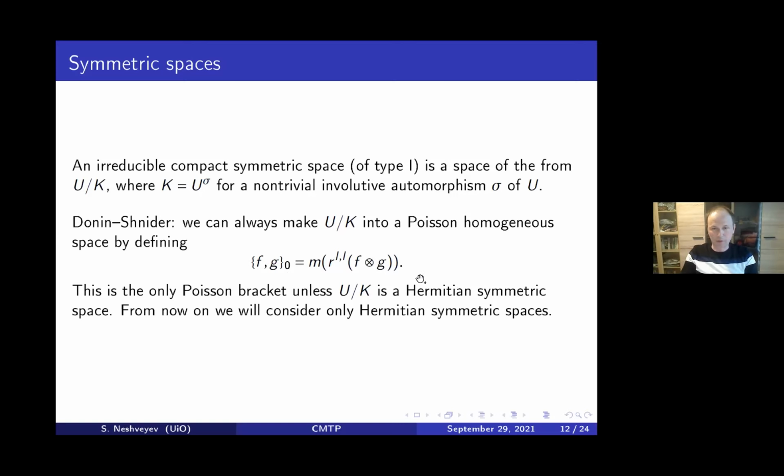Furthermore, already at this point, one sees this dichotomy, which one often has for symmetric spaces. There is a particularly nice class of symmetric spaces, so-called Hermitian symmetric spaces. If you are not in this Hermitian case, it turns out that this is the only Poisson structure. But if you are in the Hermitian case, there are more. And from now on, I will only consider these Hermitian symmetric spaces.